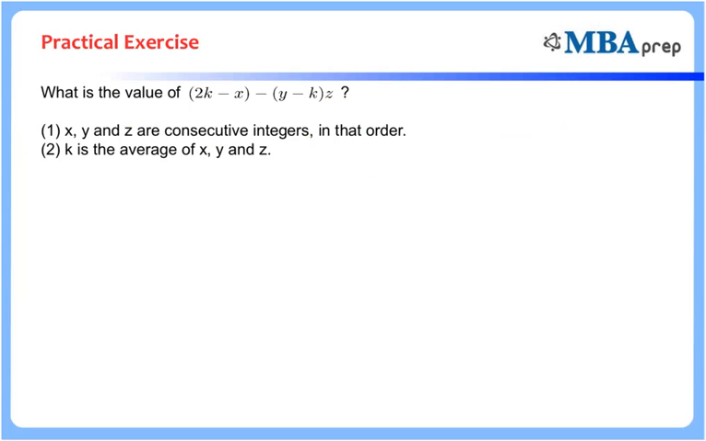And the last question is this: what's the value of this expression? It seems to be complicated. Let's see. X, Y, and Z are consecutive integers in that order. What's the value of this expression? K minus X minus Y minus K times Z. Let's try to do this.